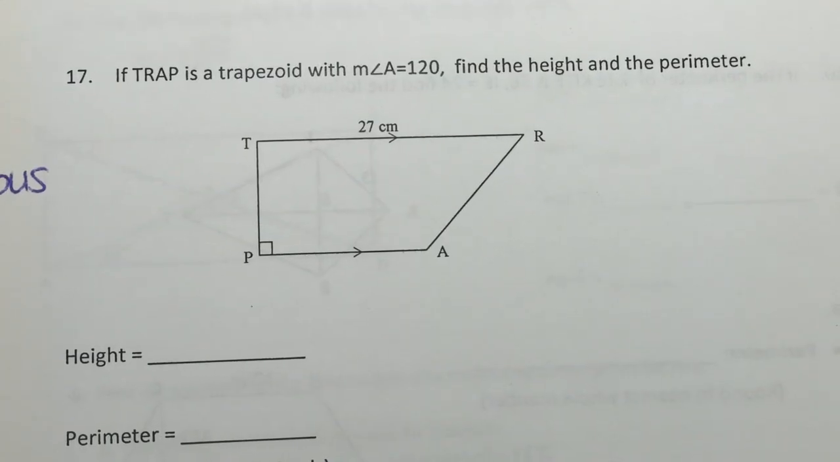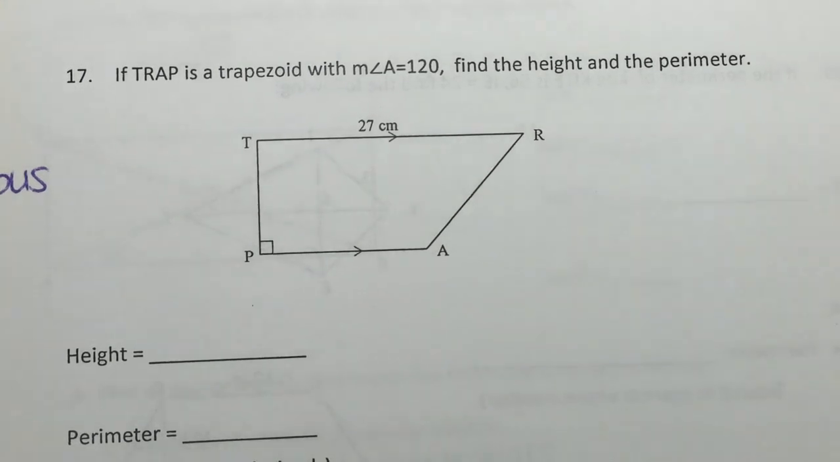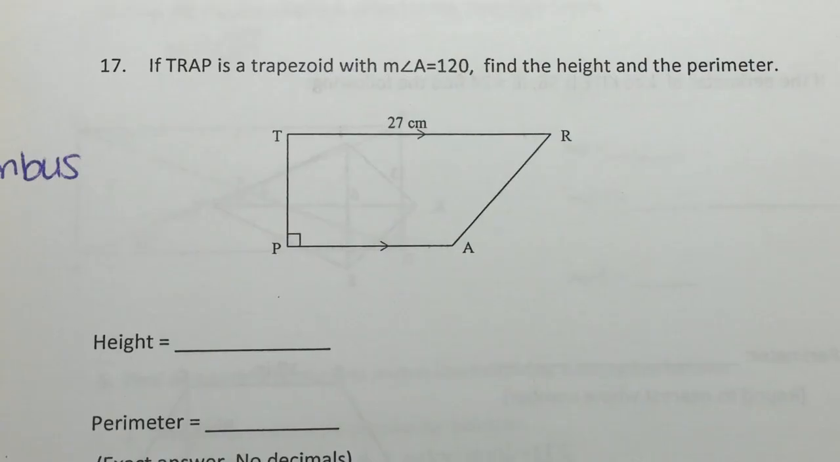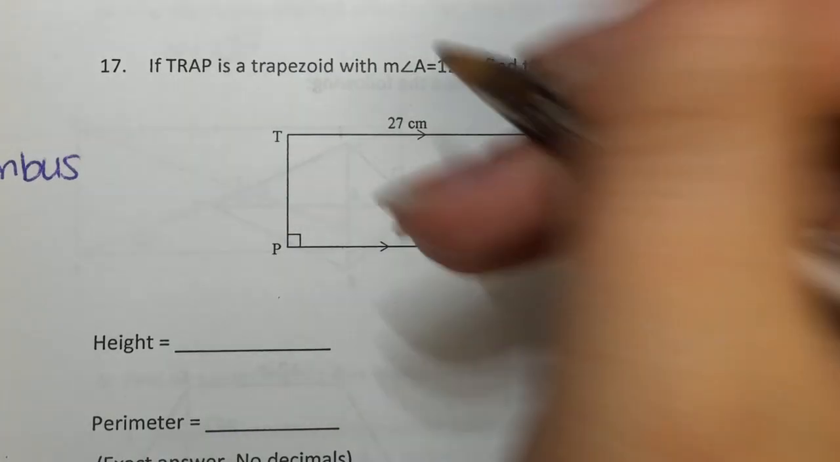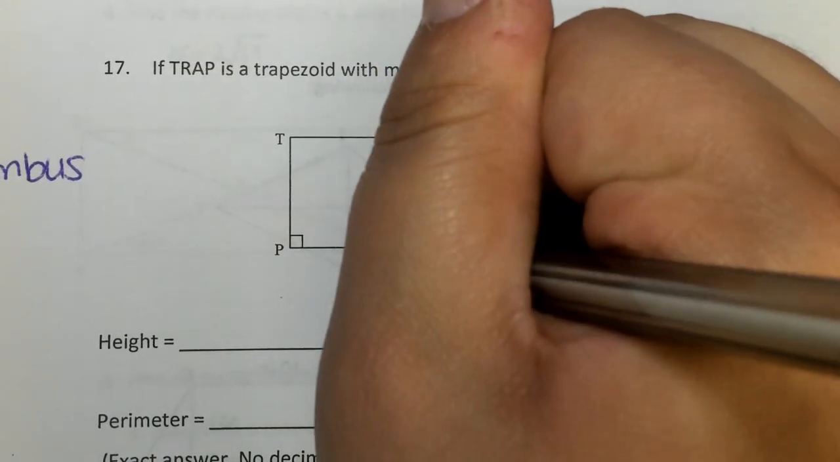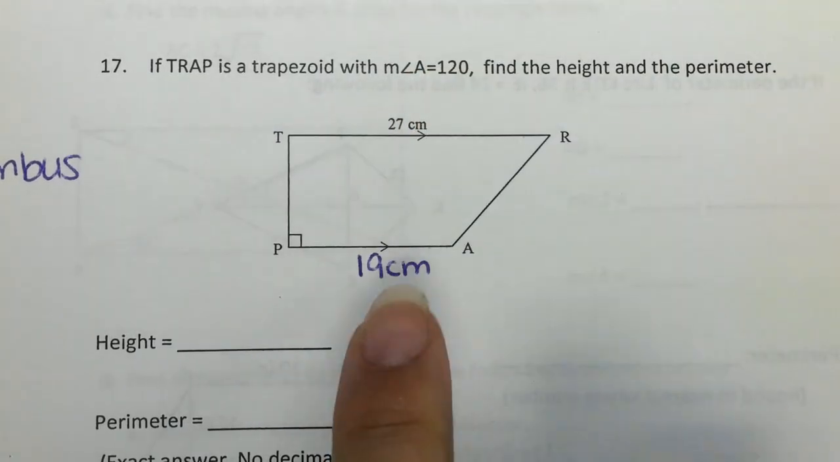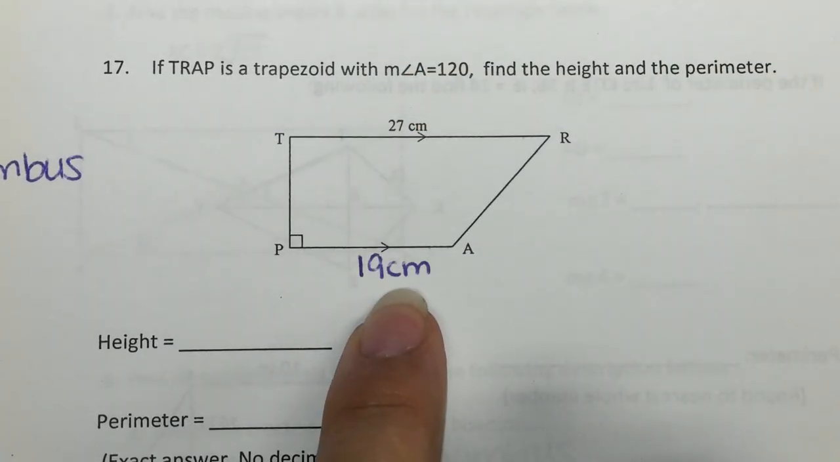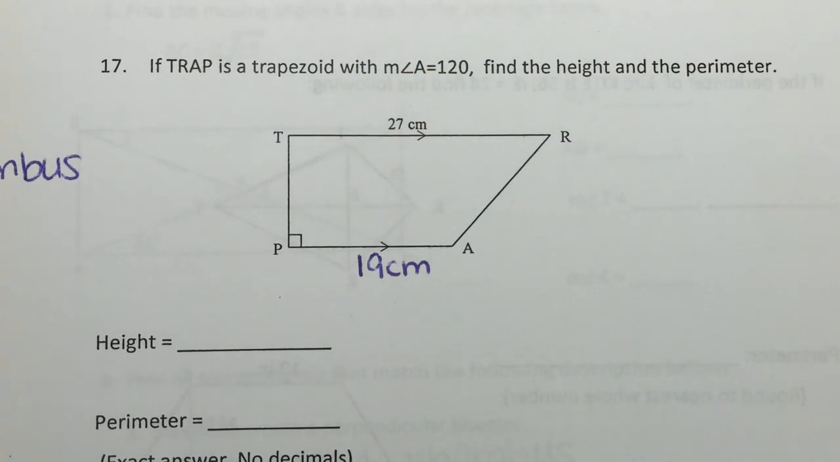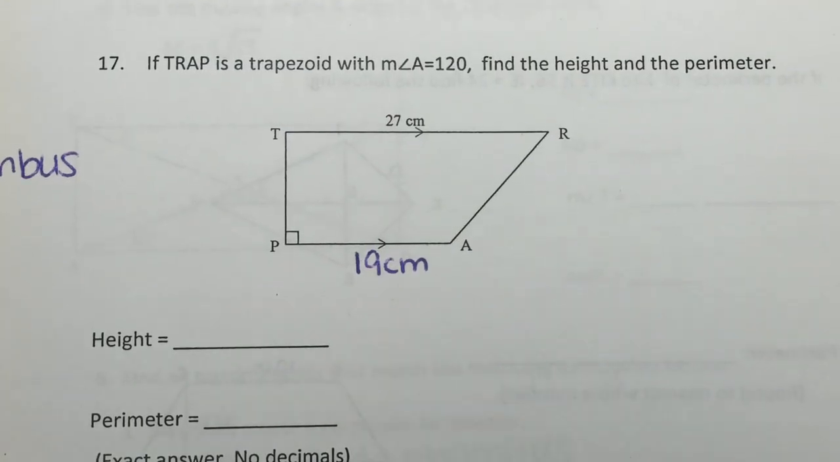So everybody look up. Bella or Malachi, can y'all wake him up? Xavier, look up. Number 17, for some reason, this forgot to print on there. Can everybody add 19 centimeters on PA? You cannot answer this question without that.